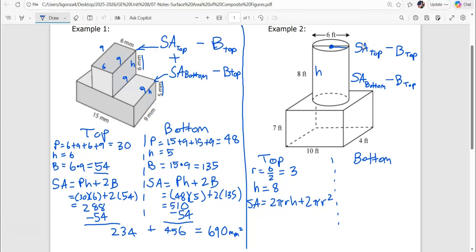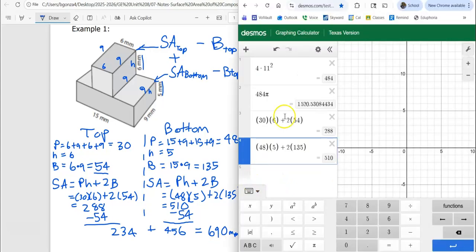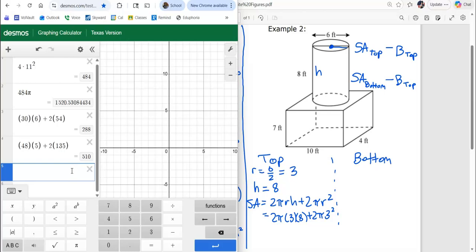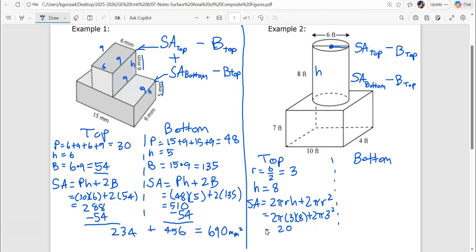Put it away. Put it away. So again, cylinder, that's the formula. Here it is on your green sheet. Replace R with 3. 2 pi 3, and H is 8, plus 2 pi 3 squared. Sorry, I can take all that and I can plug it into Desmos. 2 pi 3 8 plus 2 pi 3 squared. That gave me 207.35.